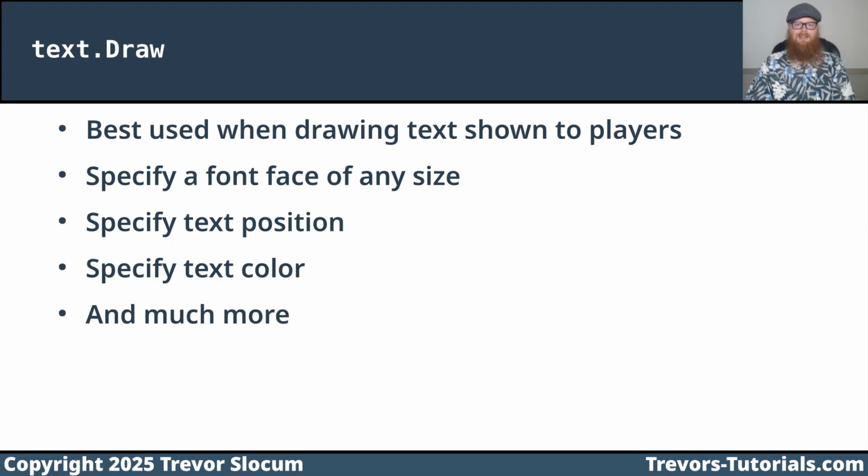Text draw is one method of drawing text onto the screen, and it's best used when drawing text shown to players. It allows us to specify a font face of any size, as well as the text position, color, and much more.